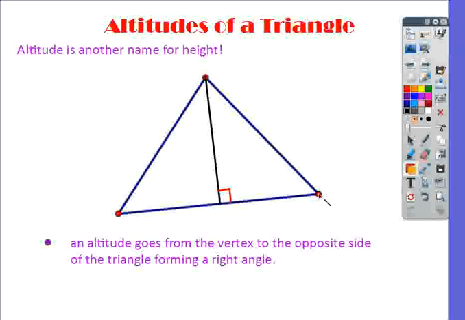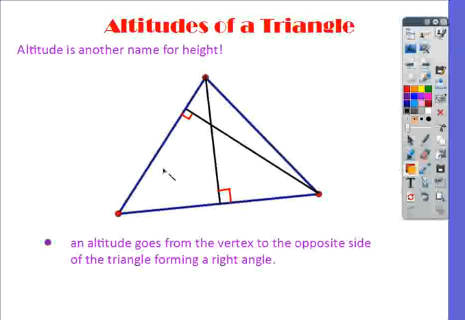Let's draw another. Let's go from this vertex, and if we come across, we're not really forming a right angle, so if we come this direction, it's getting even less of a right angle. So that means we need to head more to the top. So that looks pretty good. Now let's mark our picture so we know that this is where the right angle is located.